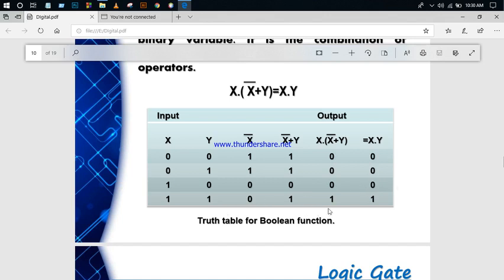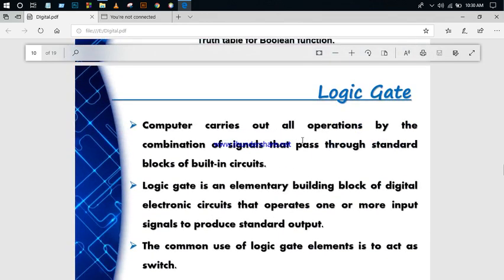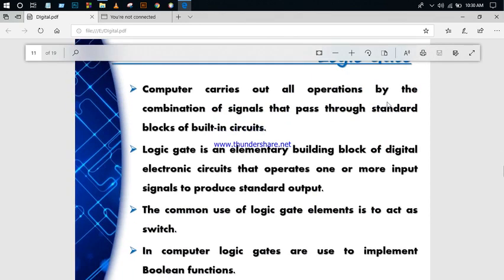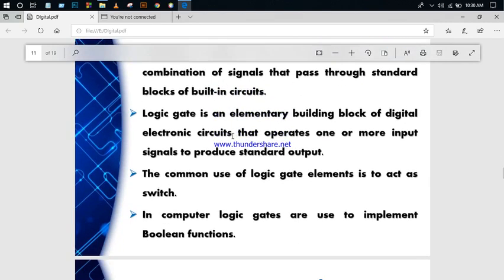Truth table for the Boolean function. This is the truth table for the Boolean function, and we can explain logic gates. A computer carries out all operations by the combination of signals that pass through the standard blocks of built-in circuits. A logic gate is an elementary building block of a digital electronic circuit that operates on one or more input signals to produce a standard output.